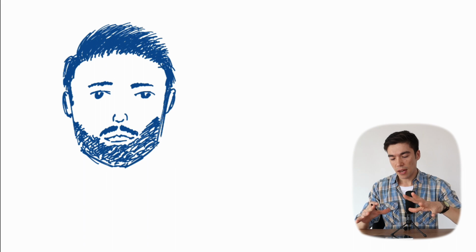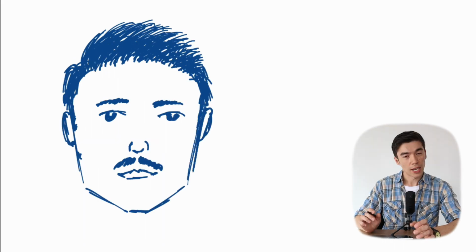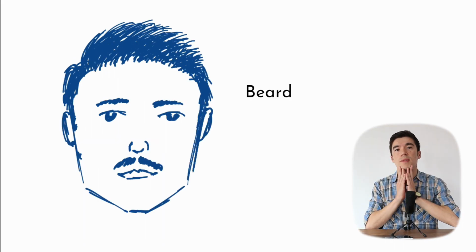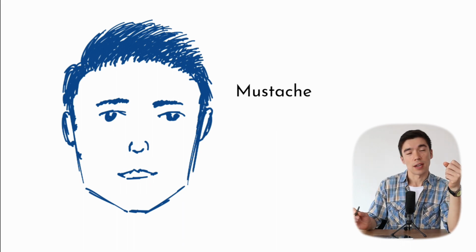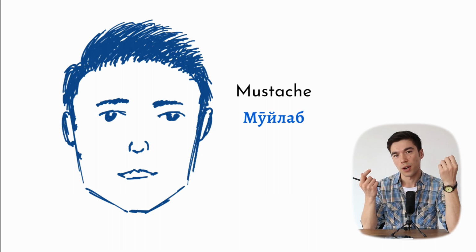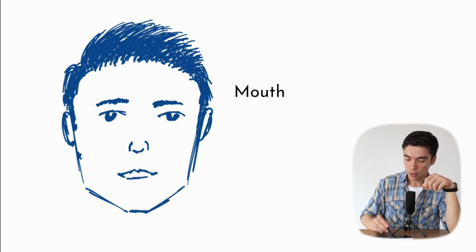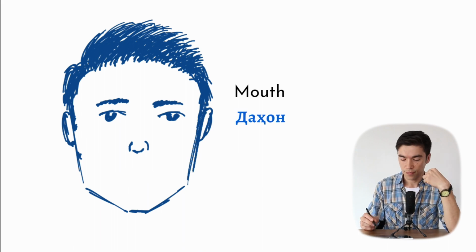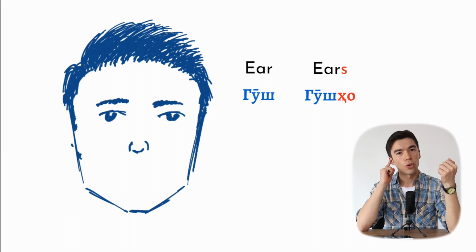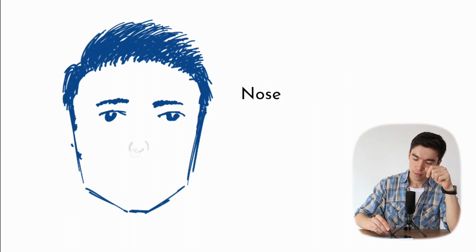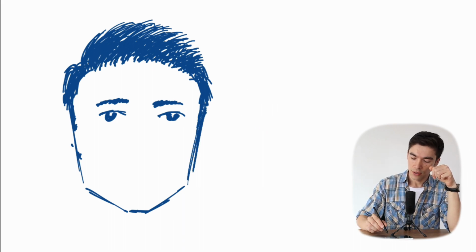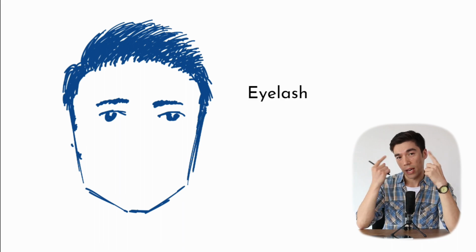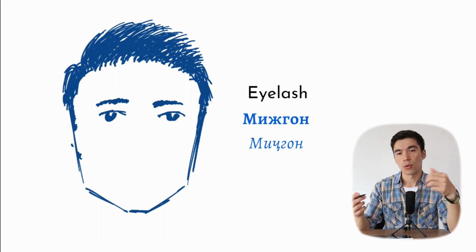Now look at the face. I'll erase something here and try to find out what that is. As you can see, the beard is missing. So in Tajik, that's rish, rish. All right, next, mustache. In Tajik, muilab, muilab. And the mouth, dahon, dahon. Ears, gush, gushho. Nose, bini, bini, okay. And the eyes, first, eyelashes, mijgon, mijgon or mishgon.